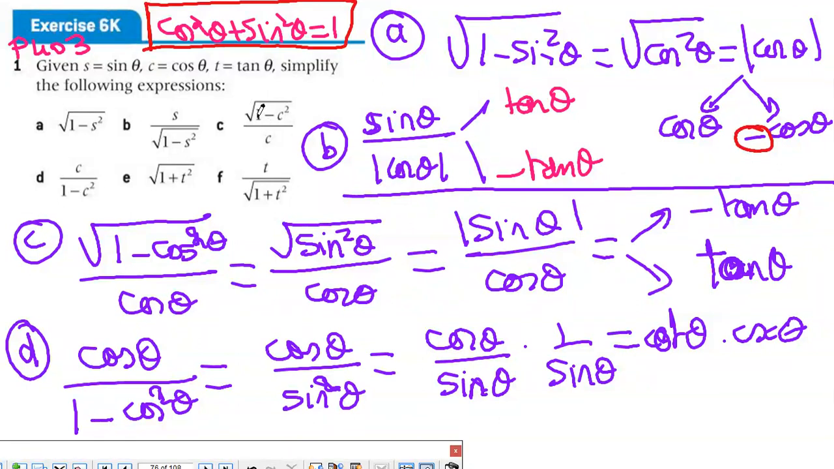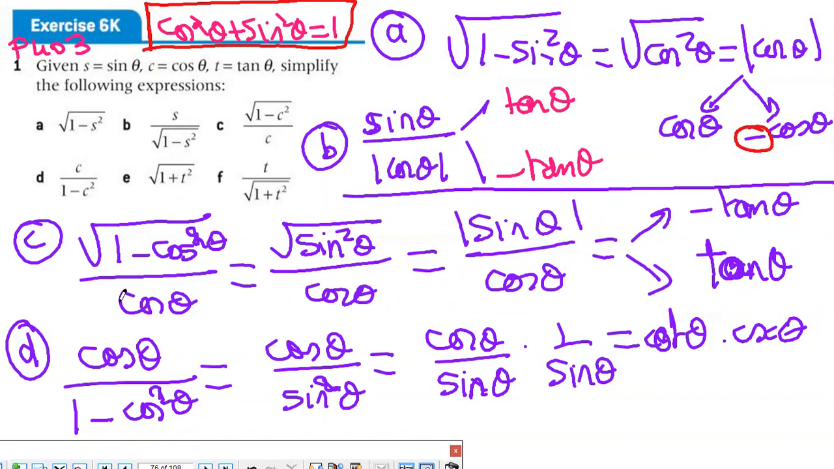Part C, radical 1 minus cosine squared over cosine theta. Again, radical sine squared theta, it's the absolute value of sine theta. And absolute value can give me either exactly the same as it is. If sine is positive, it's exactly the same, it will give me sine. But if sine is negative, the answer is the opposite of the inside. So it's minus what is inside. So it's going to be also positive. This minus again doesn't mean it's negative, it's the opposite of the inside. So either it's sine over cosine, tangent, or minus sine over cosine, minus tangent.